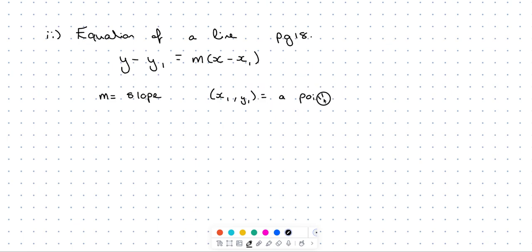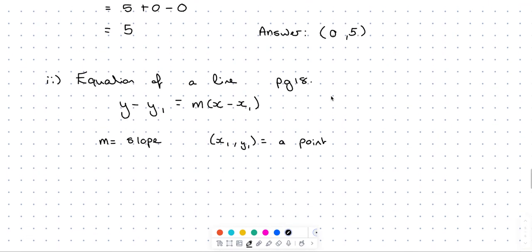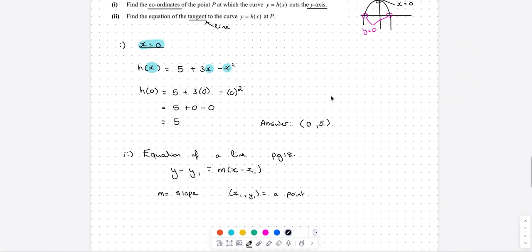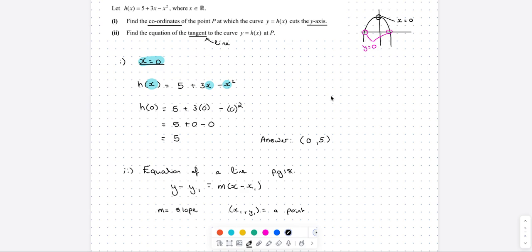So let's see, of that information that we need, what do we already have? Well, they give us very little in the question to begin with, other than just find the tangent, but we do actually already have this.